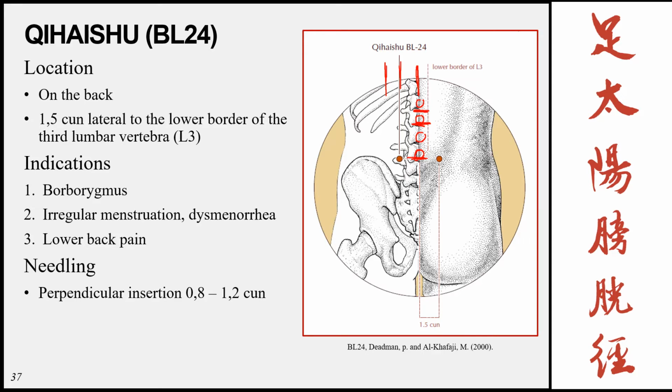So the indications for QIHAISHU, bladder 24, it can be used for borborygmus, irregular menstruation, and dysmenorrhea. And then because of its location, it can also be used for lower back pain. Our insertion, we can go slightly deeper as there are no organs that we have to worry about in the close vicinity. So we can go perpendicular insertion, 0.8 to 1.2 tsun.